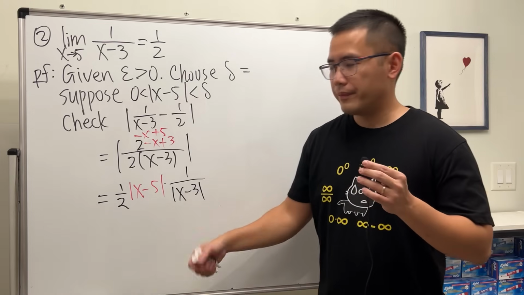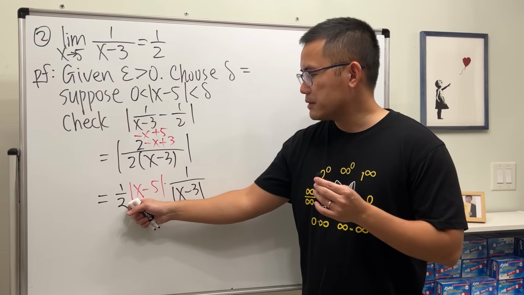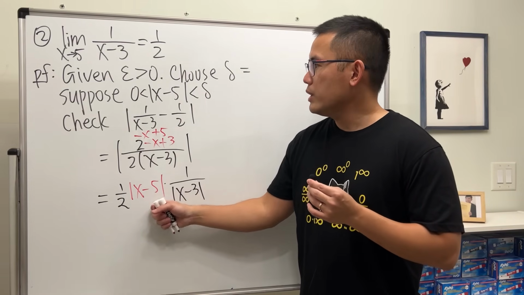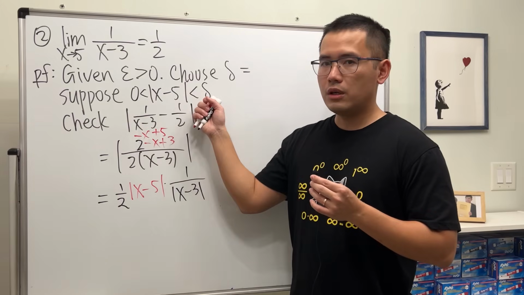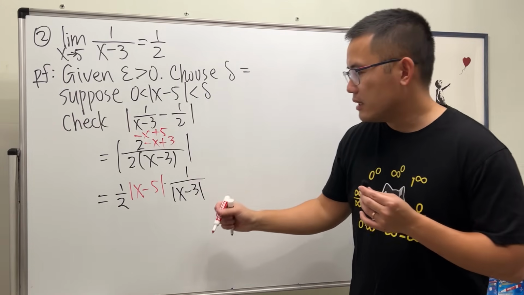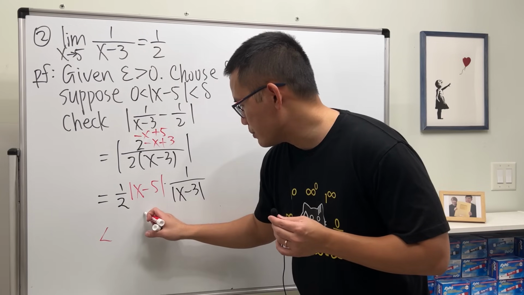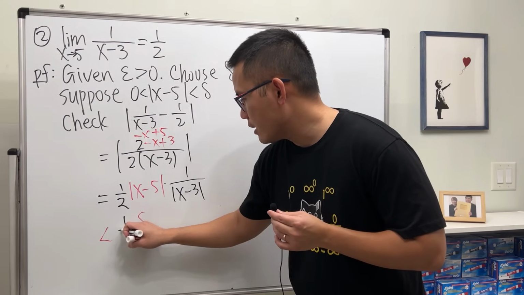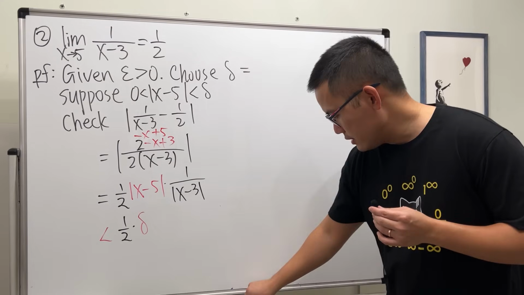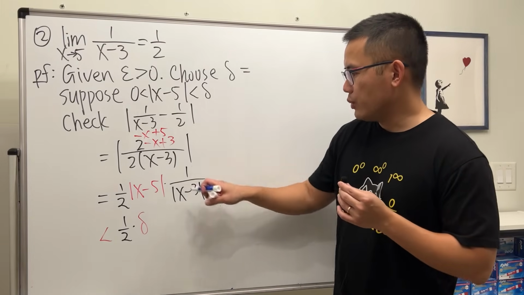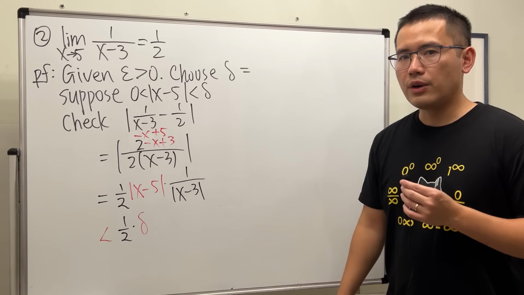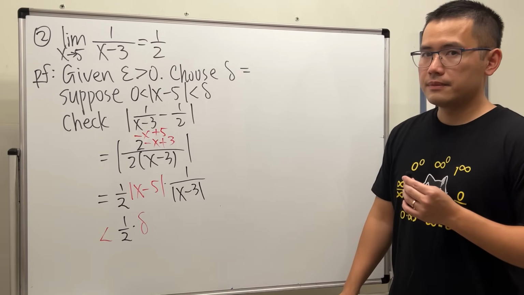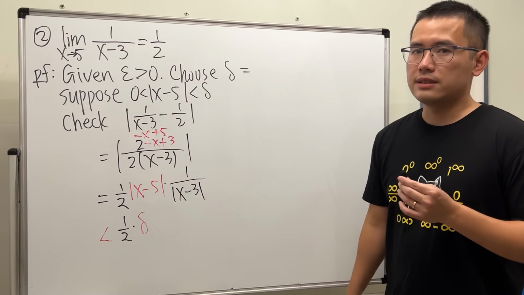So what do we do though? Here, notice that we have absolute value of x minus 5. We can come back to our assumption here. We know that's less than delta. So that's very nice. So I'll just put down this is less than delta. And then we have a 1/2 at the front. And now the question is, what do we do with this though? 1 over the absolute value of x minus 3. It looks like we are stuck.